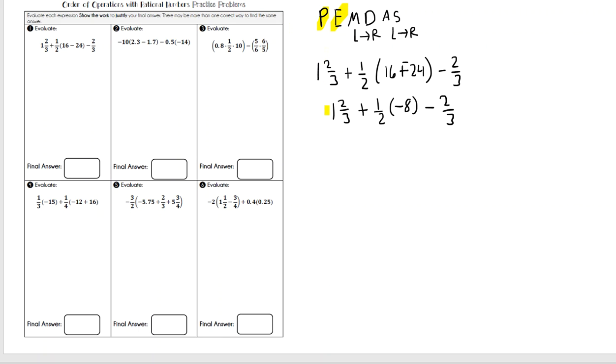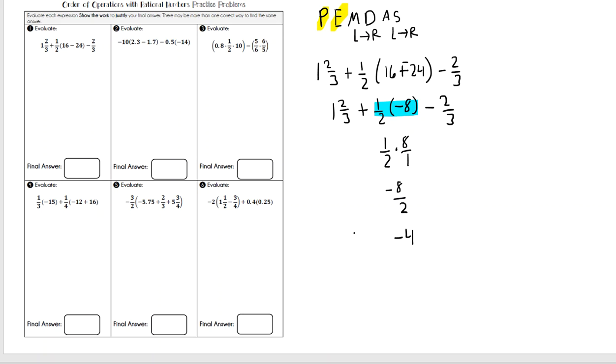Then we're going to do all multiplications working left to right. If we work left to right, the next thing that we come to as far as multiplications and divisions is this 1/2 times negative 8. To multiply 1/2 with 8, we put the 8 over 1. We do top times top over bottom times bottom. 1 times 8 is 8. 2 times 1 is 2. And remember, this was a positive times a negative. Negative 8 divided by 2, if we simplify that, is negative 4.